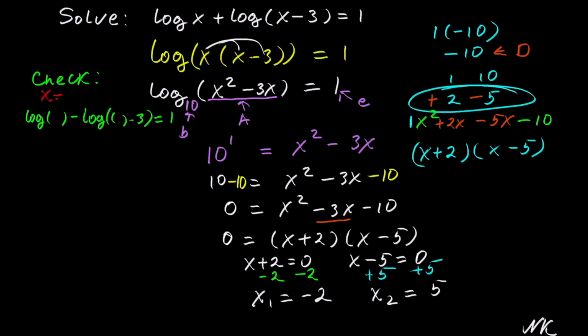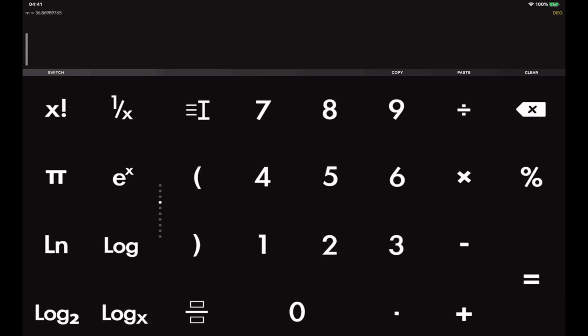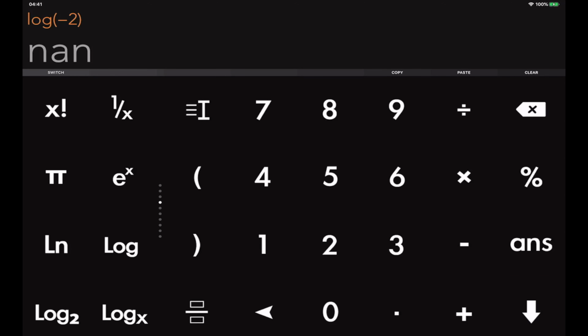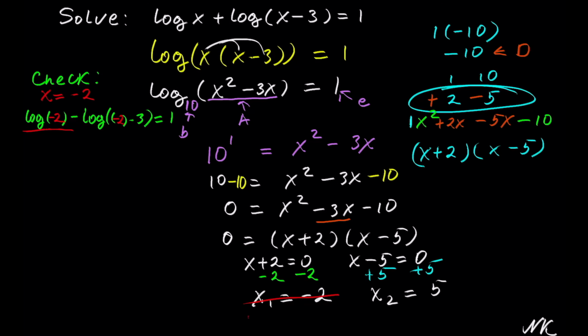Let's check x equals negative 2 by plugging negative 2 into the original equation and have log of negative 2 plus log of negative 2 minus 3 equals 1. On the very first step, log of negative 2, we cannot have negative arguments. We cannot have a negative inside of the log. If you are not sure, we can double check that with the calculator and have log of negative 2, and it gives us an error. We need to reject x equals negative 2.